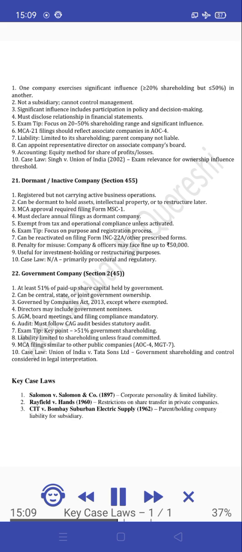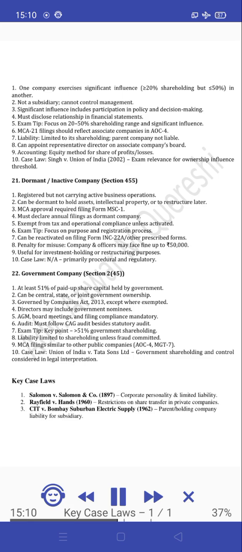22. Government company, Section 245. 1. At least 51% of paid-up share capital held by government. 2. Can be central, state, or joint government ownership. 3. Governed by the Companies Act, 2013, except where exempted. 4. Directors may include government nominees. 5. AGM, board meetings, and filing compliance mandatory. 6. Audit: must follow CAG audit besides statutory audit.